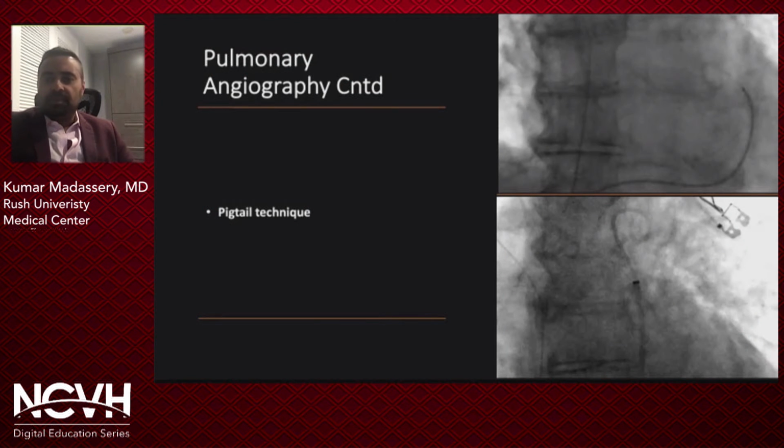So, getting your catheter up to the pulmonary artery, there's a pigtail technique. If you look at the top picture, you have a pigtail catheter and there's a bent back end of a guide wire in there, which helps you deflect the catheter in different directions.